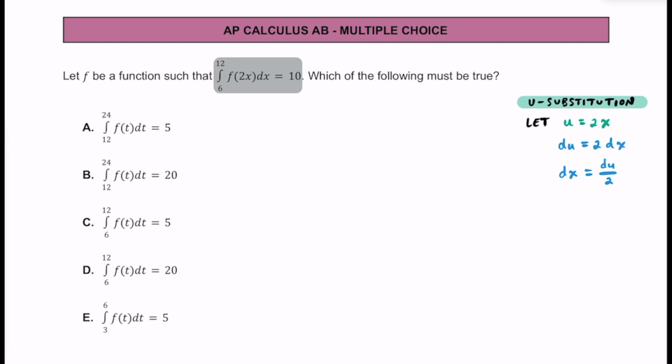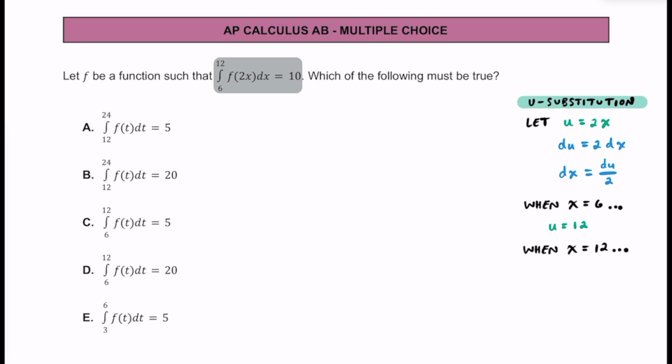Now, if we're going to be using u substitution, that means we're going to have to change our bounds as well. Keep in mind that these are just x values that are the bounds of the integral, but what are the u bounds going to be instead? Well, we can see that we have x equal to 6 as the lower bound. So when x is equal to 6, if we substitute that in here, u is going to be 12, so that's going to be the lower bound here. We're going to say that u is going to be equal to 12.